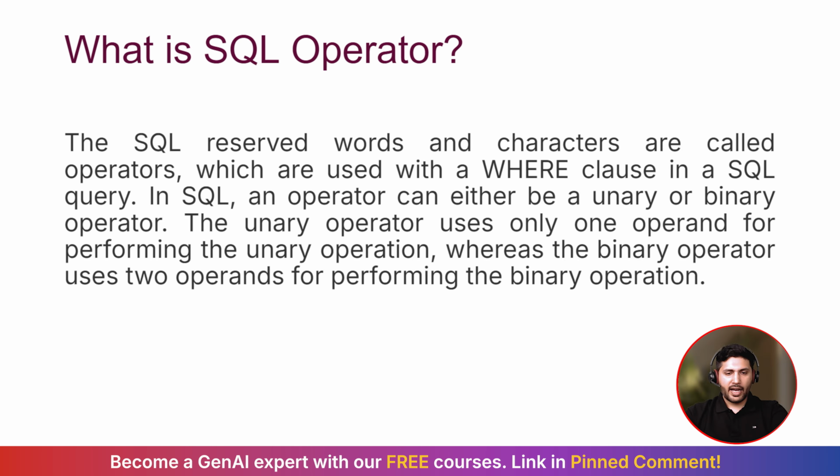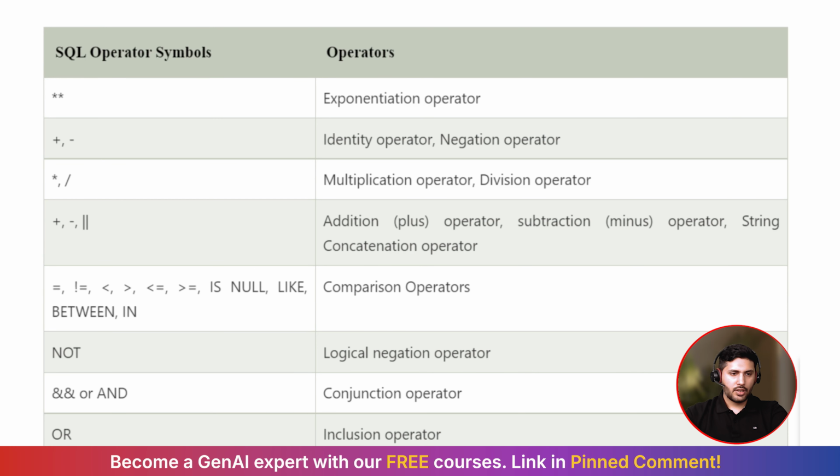Now the next thing that we have over here is SQL operators. SQL operators are reserved words or characters that are called operators which are used with the where clause. There are unary operators, that have one value, and there are two operands also, that are binary operators. We'll see them. So first we have the exponential operator for power. Then we have the plus minus, that is identity and negation operator. Then we have multiplication and division operator. Then we have addition, subtraction, and this is a string concatenation operator over here.